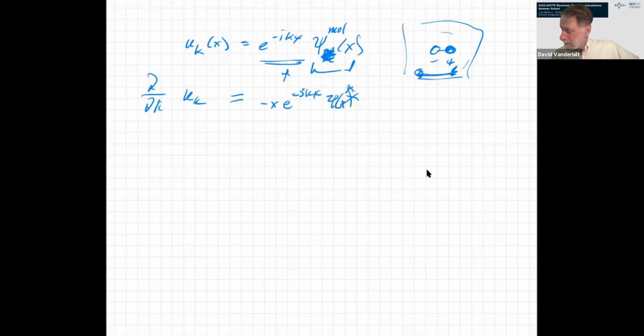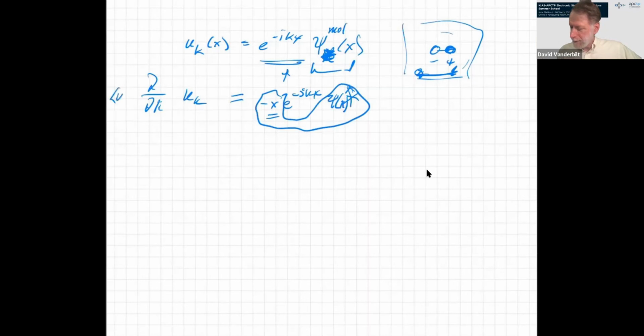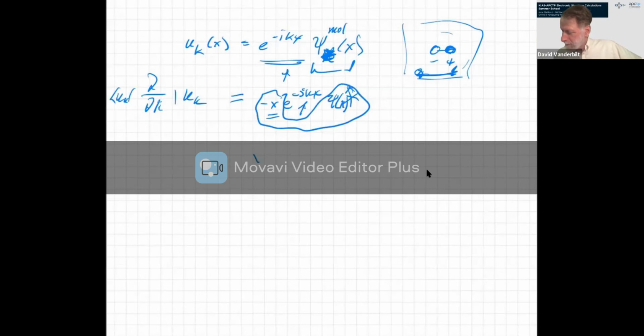And so you end up multiplying by x. And so you do actually correctly calculate a charge density when you calculate this. So of course, when you multiply this by another u_k, then this phase factor disappears and I get something that looks like x times psi of x squared. So I end up integrating. And so it does look like a dipole moment.